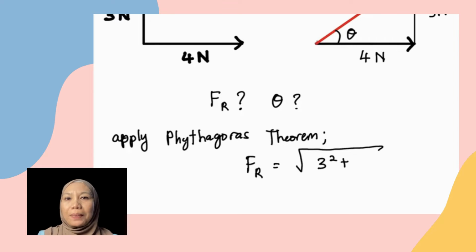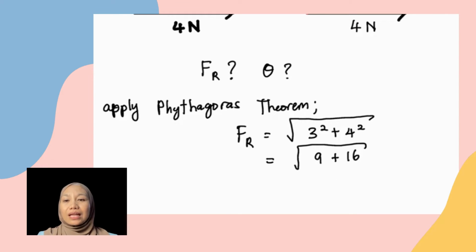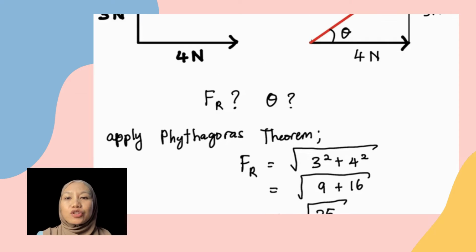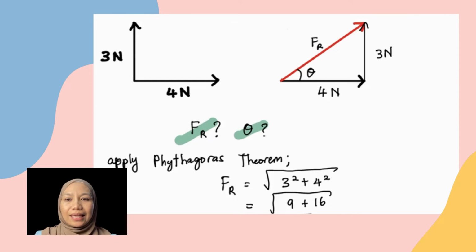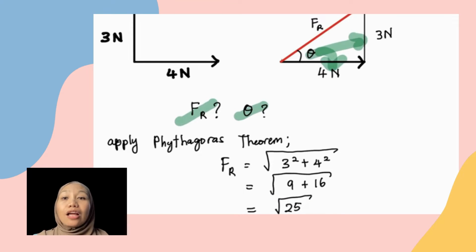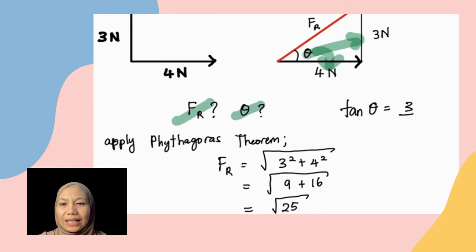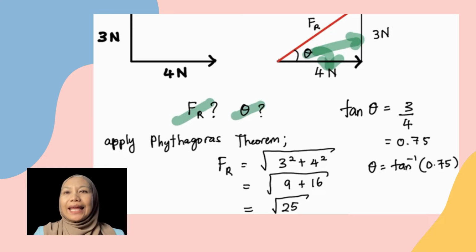So we need to apply the theorem of Pythagoras. Now, the resultant force Fr equals the root of 3 squared plus 4 squared, and the answer will be 5 Newton. So what is the angle of the force? The angle of the force is arctangent 3 over 4, which is 36.9 degrees.